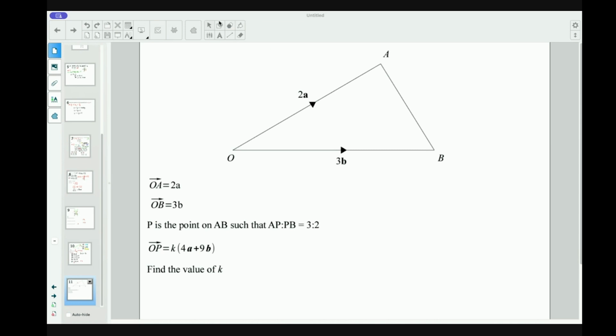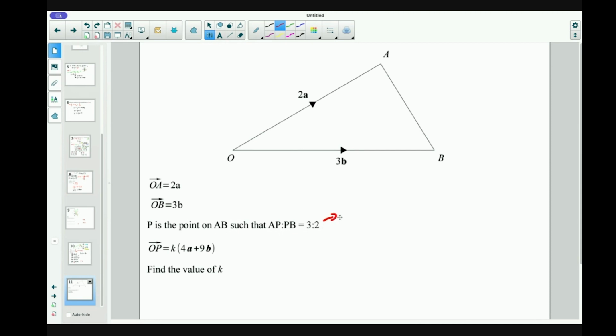All right, so let's take a look. We'll get this one done and we'll wrap up our session. Our first step is figuring out where point P is going to be. We're given that vector OA is just 2A and vector OB is just 3B. We have point P on AB such that AP to PB is in the ratio of 3 to 2.